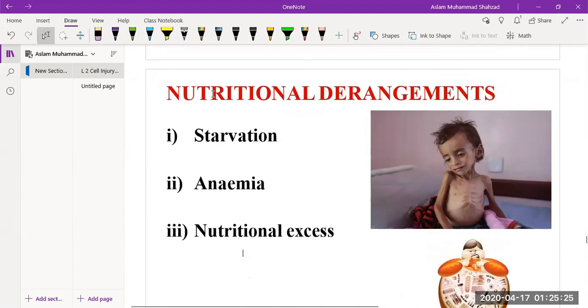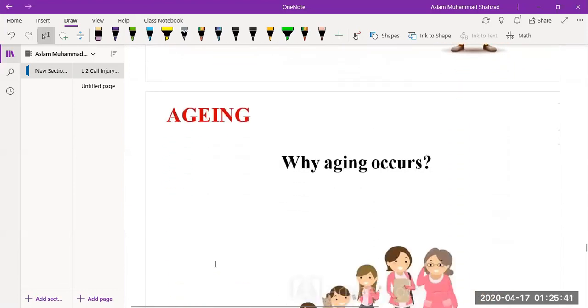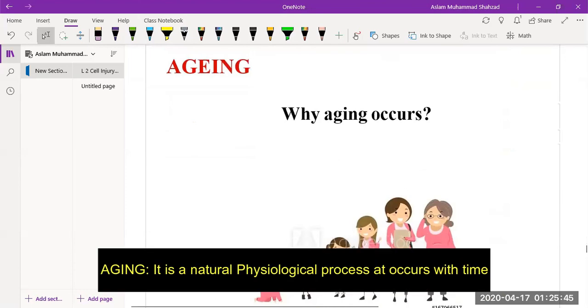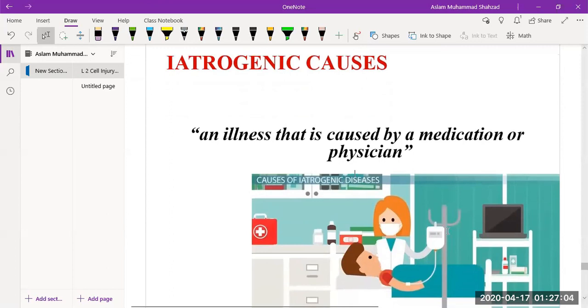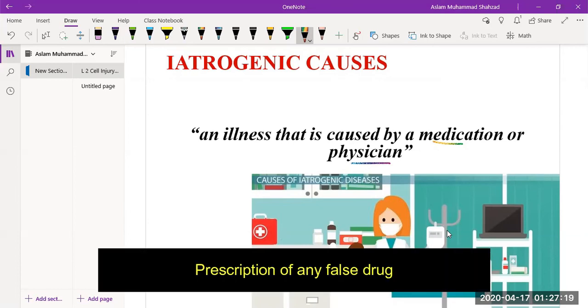Next, we have nutritional derangement such as starvation, anemia, and nutritional excess such as obesity. Next slide is talking about aging. Why does aging occur? Because it is a natural physiological process that occurs with time, and the cell will age with time. Next is iatrogenic causes, which is defined as an illness caused by medication or a physician. So it is an error by a physician or medical professional that leads to death, such as the prescription of a wrong drug or dosage.